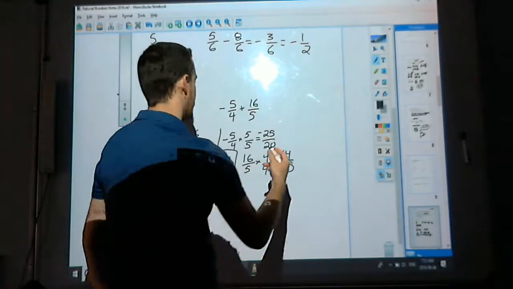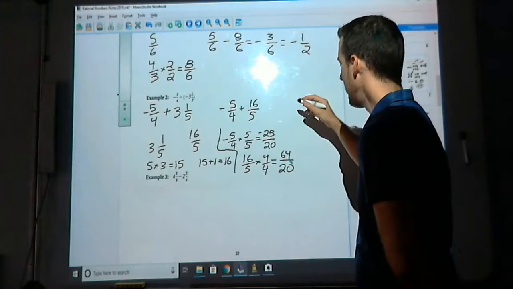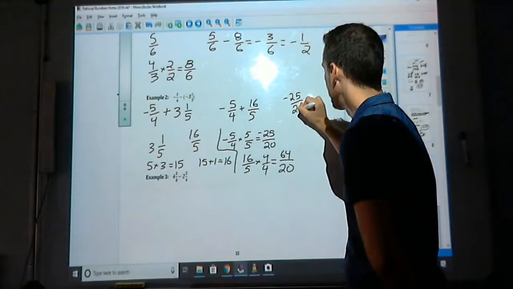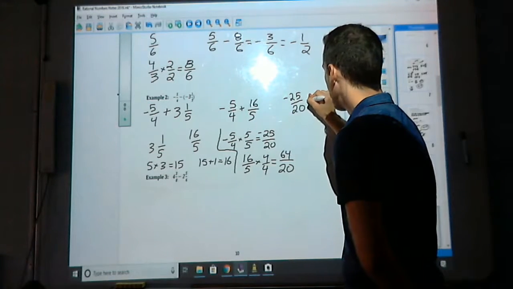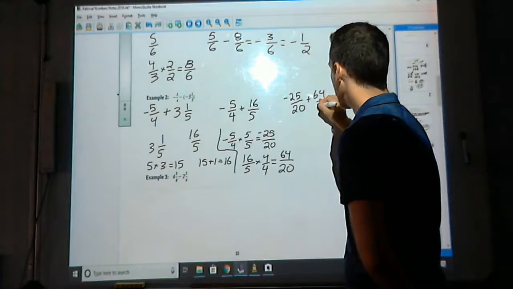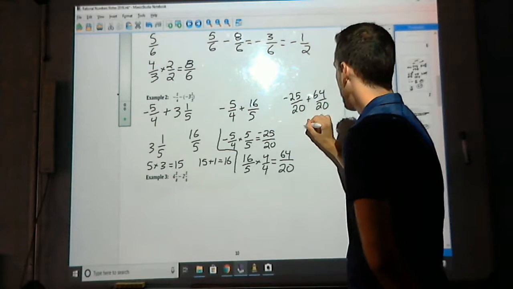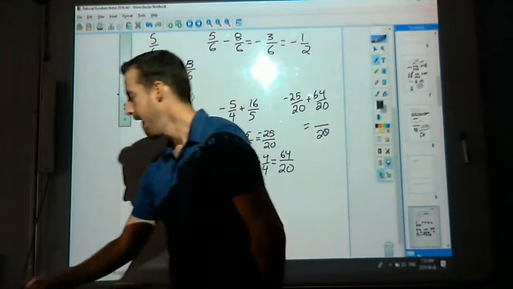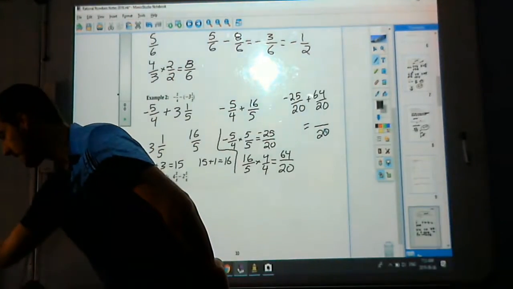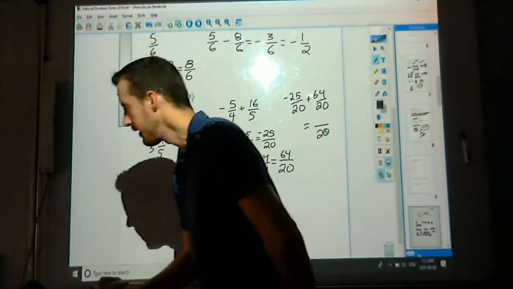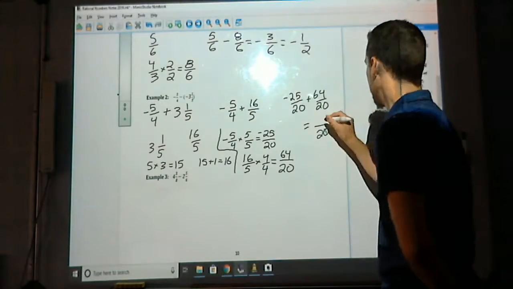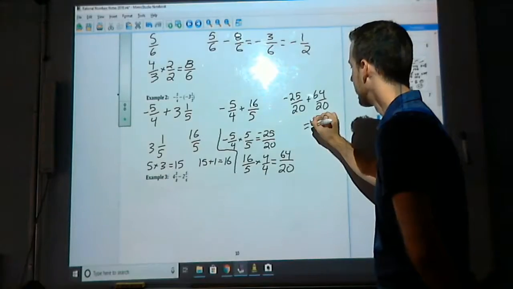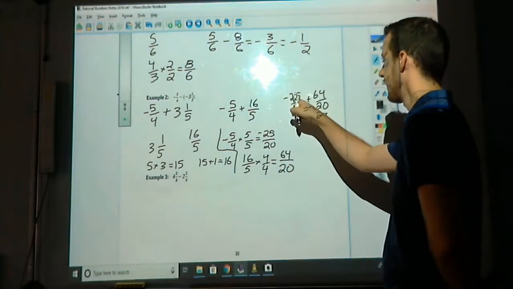And now we can put our denominators and everything back to where we found it. So we start with negative 25 over 20, okay? And we're adding 64 over 20. So our denominator stays the same, and we end up with 39/20ths. And that's a positive number because there's more positives than negatives, right?